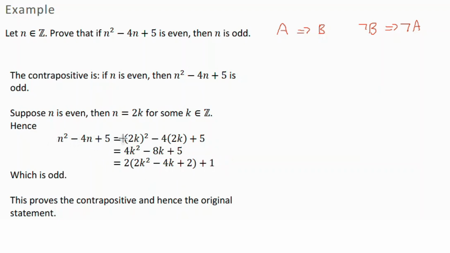So what we have shown is if n is even, then n squared minus 4n plus 5 must be odd. But that means the contrapositive is also true. And the contrapositive is: if n squared minus 4n plus 5 is even, then n is odd. So this is how we can use the contrapositive to prove things where it's difficult to go one way, but much easier to go the other.